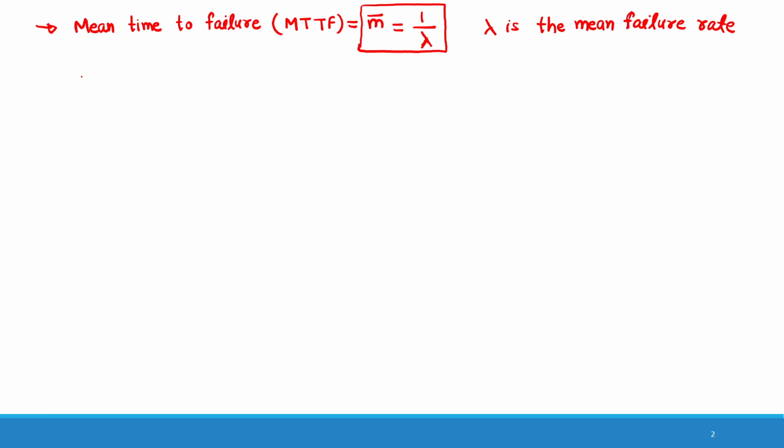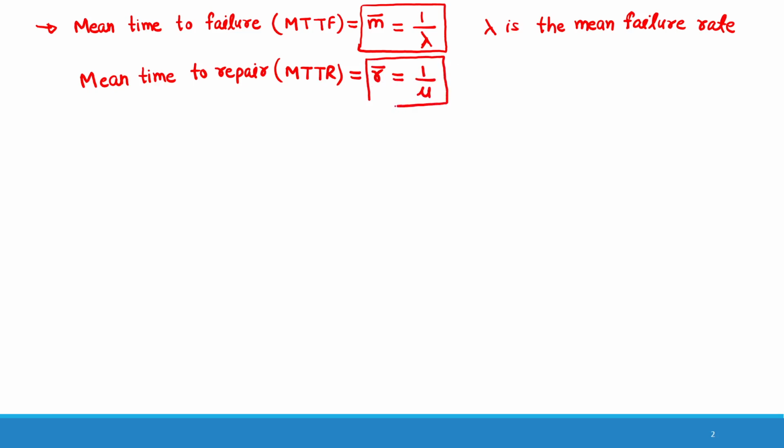And in the same way, we can define mean time to repair. We denote it as R bar. It is the reciprocal of mu, and mu is the mean repair rate.